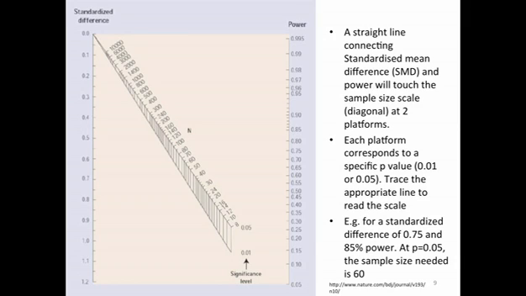Let's assume you want to recruit for a study that aims to find a standardized difference of magnitude 0.75 with 85% power. Draw a straight line joining 75 in the first column with 85 in the last column. This will touch p is equal to 0.05 platform at the value of 60. So at p is equal to 0.05, the sample size needed is 60.